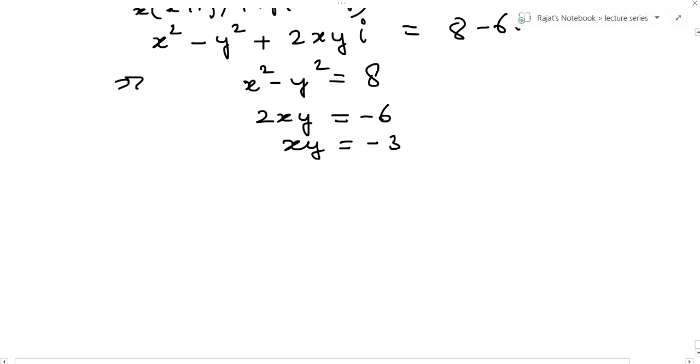Remember I told you that mod of z to the power n is equal to mod z whole to the power n. And if you see, we have a complex number z square here. So if I take mod of this z square, this will be nothing but mod of z whole square.